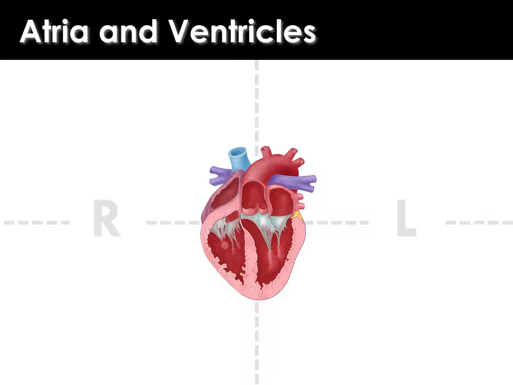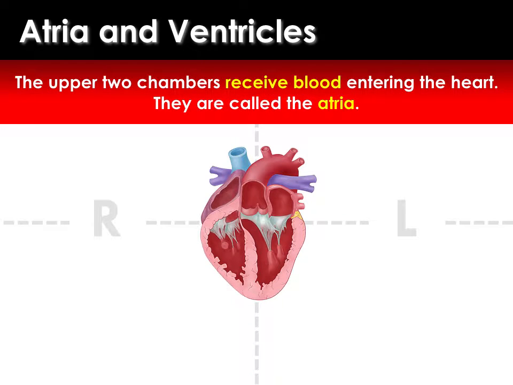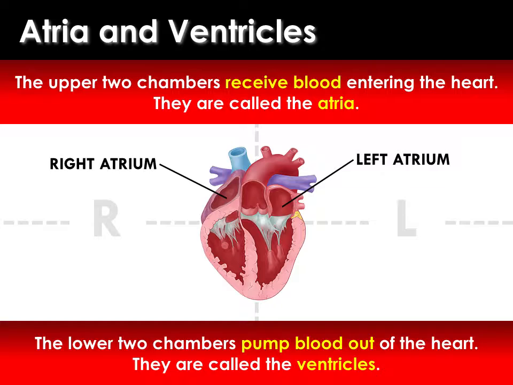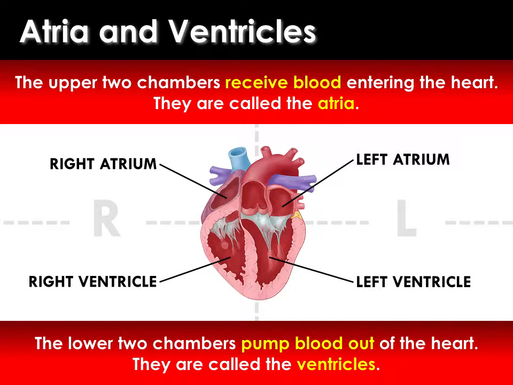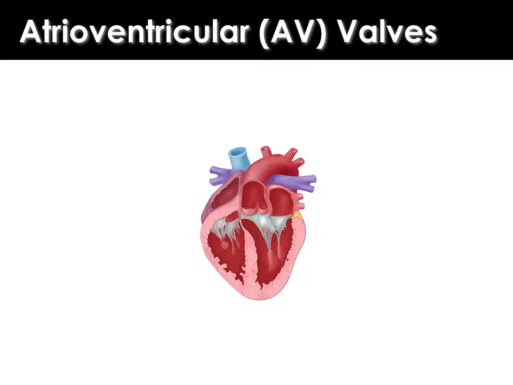The heart contains four chambers. The upper two chambers of the heart receive blood entering the heart, and they are called atria. You have a right atrium and a left atrium. The lower two chambers will pump blood out of the heart, and they are called ventricles, and you have a right ventricle and a left ventricle.